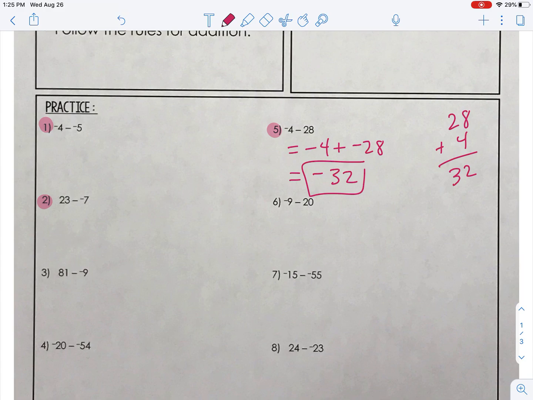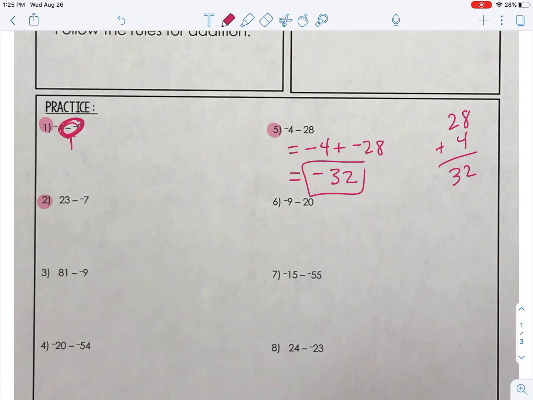Coming back over here to number 1. This time we see a double negative, okay? Double negatives are when the negatives are right next to each other. This is not a double negative. This over here. This is not a double negative. We did not change the signs. The minus sign became a negative sign, but we did not change any of those negatives to positives because that is not a double negative.